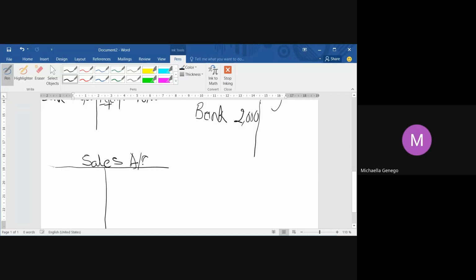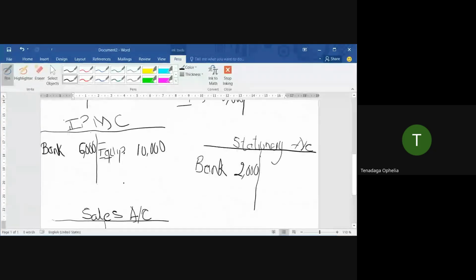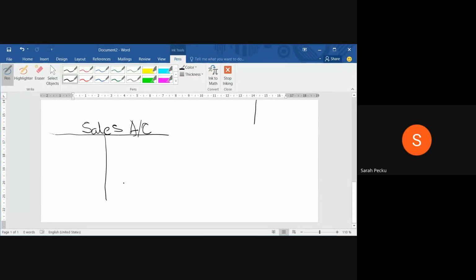Have we created sales already? No. Do we have a cash account already? No, we don't have cash. What's an asset? I'm hearing someone asking, is it not an asset?